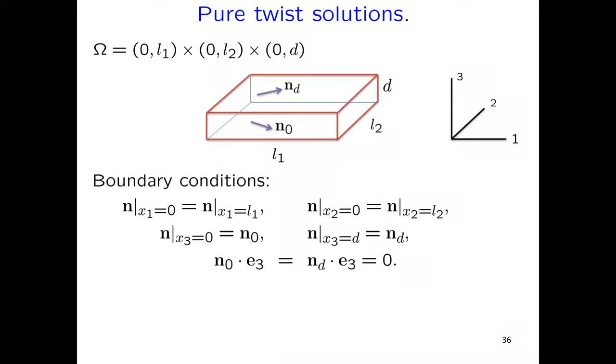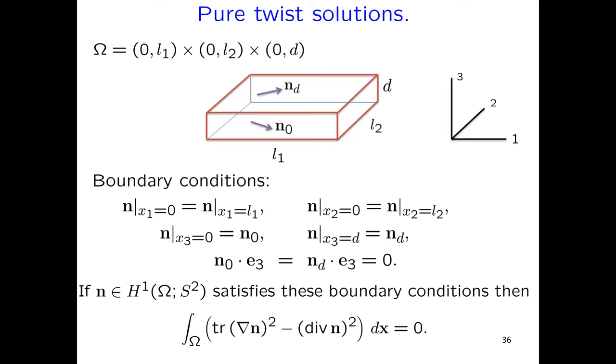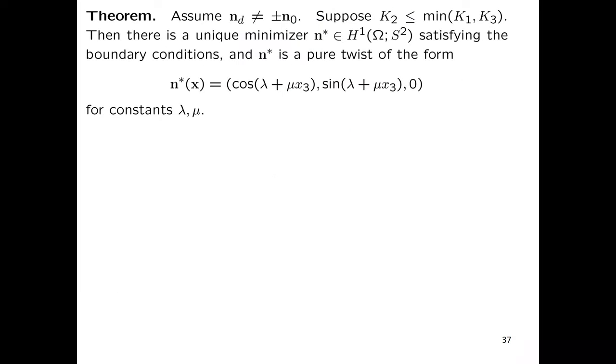So that's sort of consistent with having a twist: on the bottom you're n0, and then as you go up you twist to become nd on the top surface. And now it turns out that with these boundary conditions the saddle-splay state is 0. So again we don't have to worry about the saddle-splay term. And here's a theorem which says that suppose nd is not parallel to n0 and that k2 is less than or equal to the minimum of k1 and k3. So now you see we're saying that it's going to be easier to twist than to splay and to bend. So now we make both assumptions. Then there's a unique minimizer, n star, satisfying the boundary condition, and it's a pure twist of this form, for constants lambda and mu.